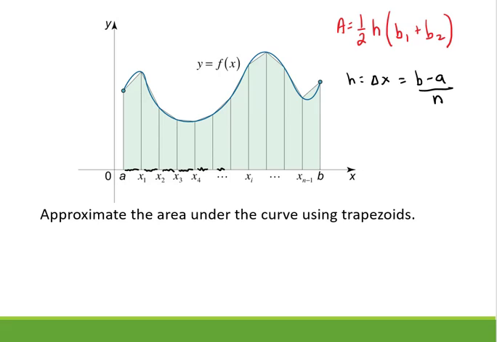Now, this is base 1, that is base 2 for that trapezoid. So when I'm looking at the area of that first trapezoid, I have 1/2. I'm going to just leave it as delta x. I was thinking about if I wanted to write it h or x, so that's why I had an h there. Delta x, and then we have base 1, and then we have base 2.